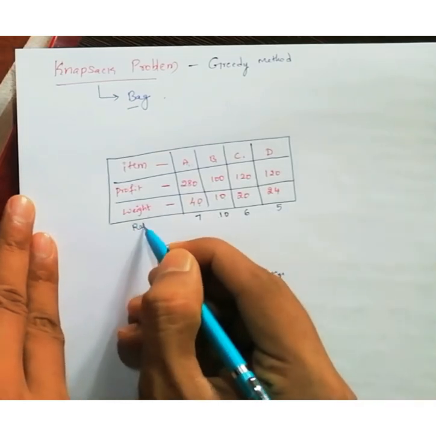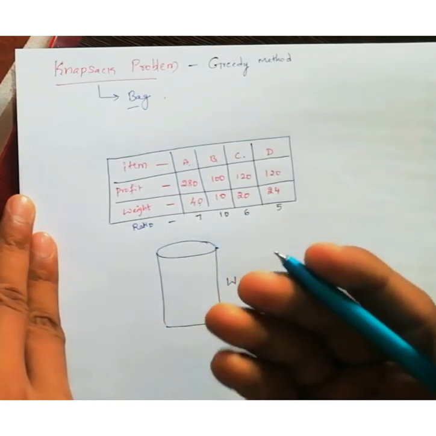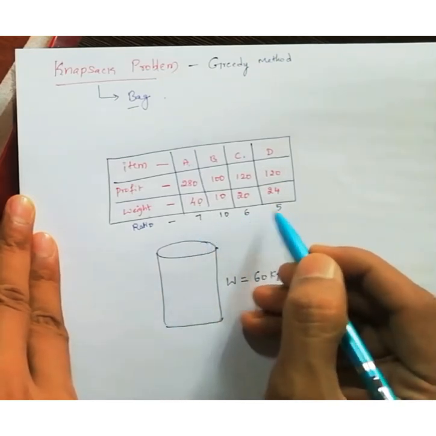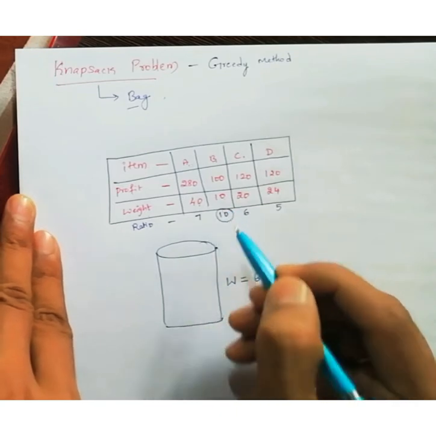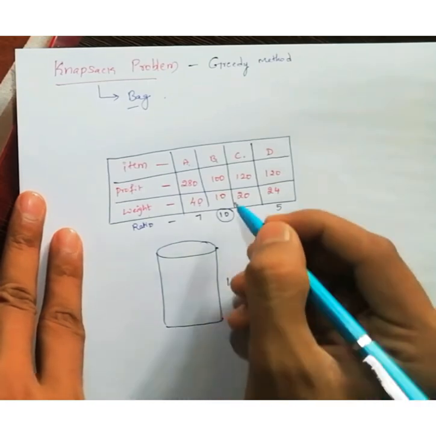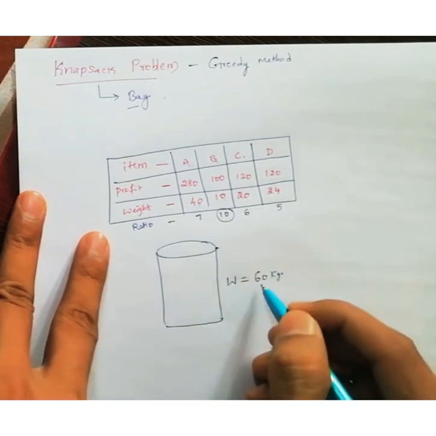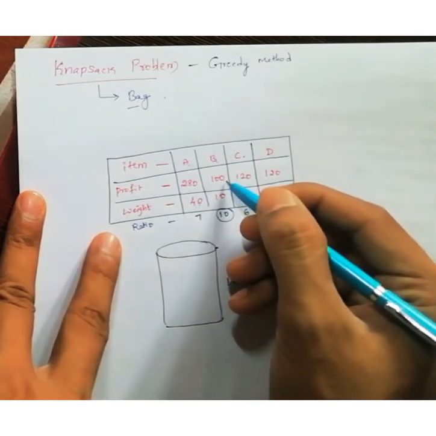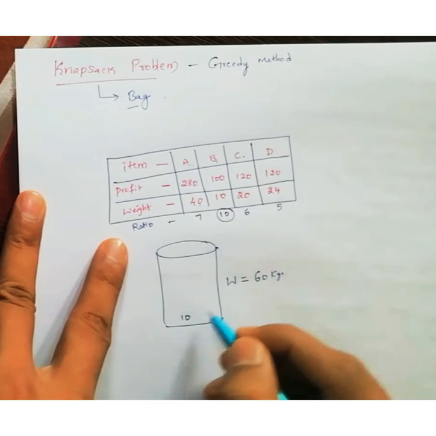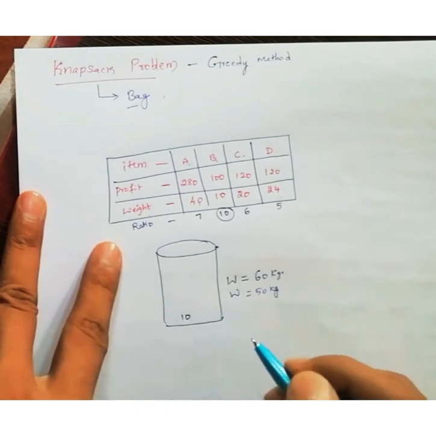So we have to calculate this ratio to decide which item to select first, the one that gives maximum profit. Here, 10 is the maximum, so we select that first. What is the item name? B. What is the total weight of B? 10. Initially 60 kgs is available. If I insert this, 60 minus 10, the available weight will be 50 kgs after inserting item B.